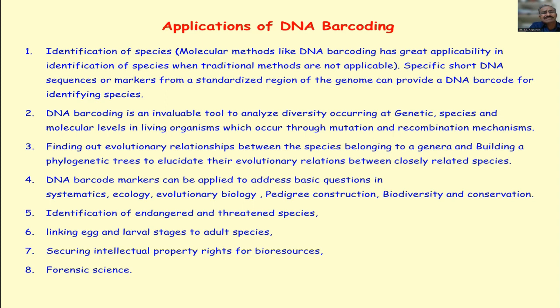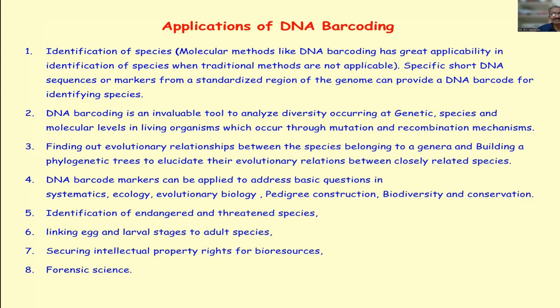Specific short DNA sequences or markers, or barcodes, form a standard region of a genome which can provide a DNA barcode for identifying species. So DNA barcoding is an invaluable tool to analyze diversity occurring at the genetic, species or molecular level in living organisms. The variation may be present at the genetic level, species level. The species may differ. At the molecular level, even within the species we have cultivars and others. At that level also molecular differences may be there, cultivated varieties, etc. These small differences occur through mutation and recombination mechanisms.